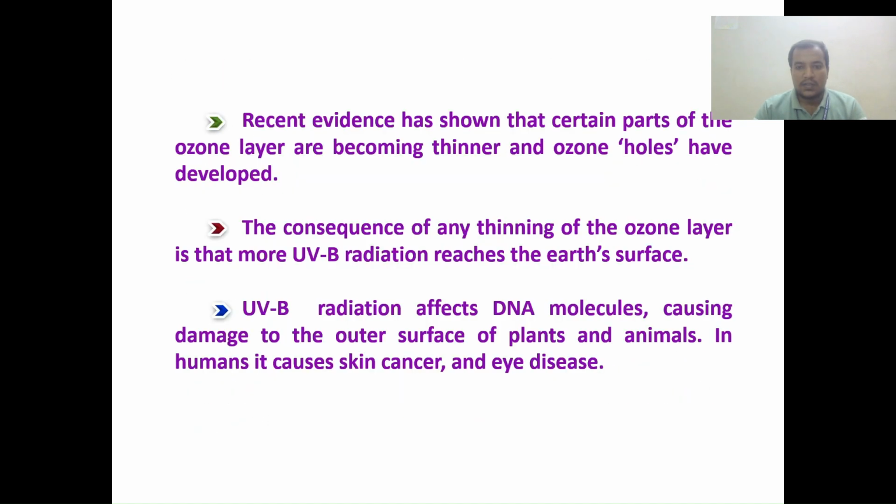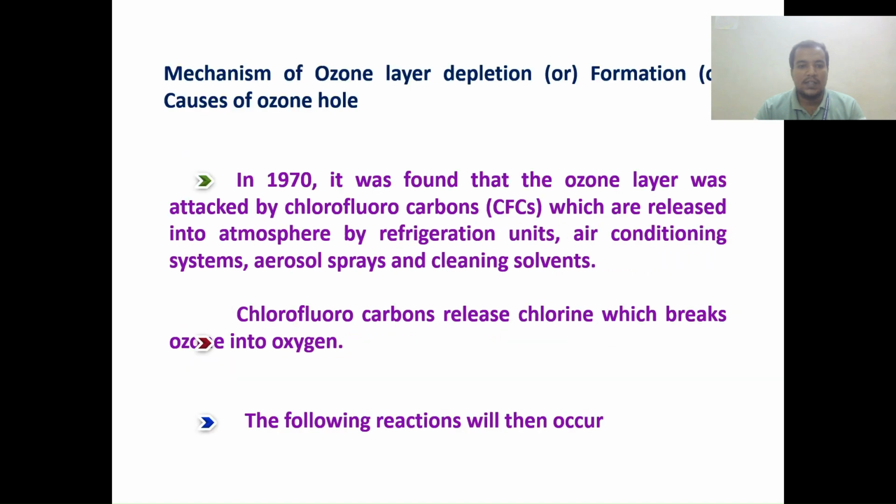Recent evidence has shown that certain parts of the ozone layer are becoming thinner and ozone holes have developed. The consequence of any thinning of the ozone layer is that more UV radiation reaches the Earth's surface. UV radiation affects the human DNA molecule, causing damage to the outer surface of plants and animals. In humans, it causes skin cancer and eye diseases.